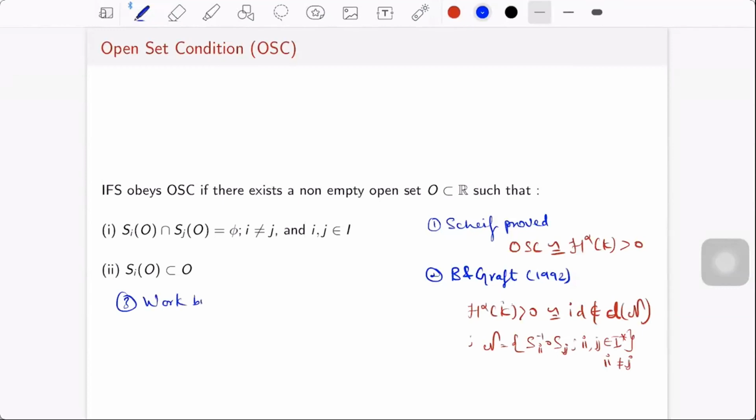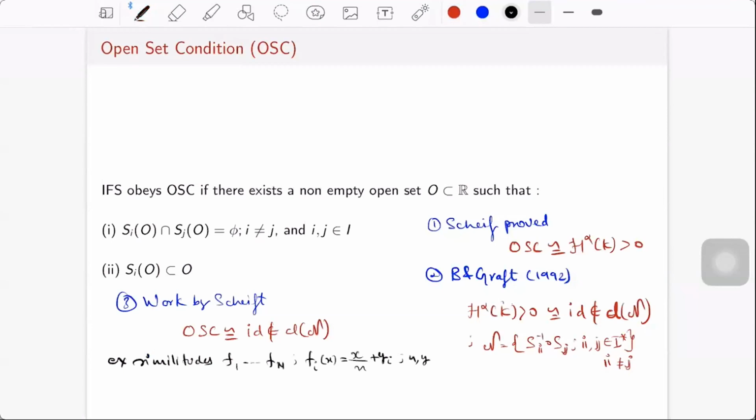It says that the identity does not belong to the closure of N, where N is far away from the identity. So they considered a subset of a topological group G of all similarities. And on G, the topology of uniform convergence on bounded sets agrees with the topology of pointwise convergence. This made the OSC a little more handy, but still it was not simple. For example, we consider the similarities f_n of the form x/n plus y_n, where n and y_n are integers; still the open set condition does not hold.